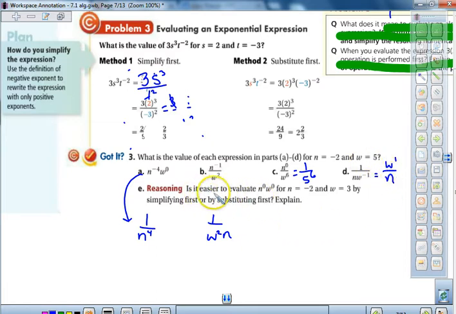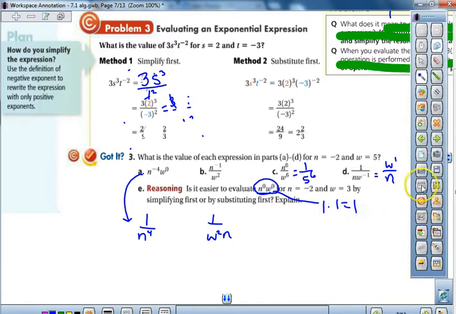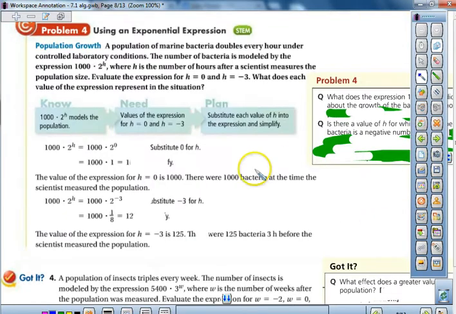Something to think about. Is it easier when you're looking at n to the 0 and w to the 0 to first substitute, or could you use your rules first? So do you want to evaluate it first or substitute? Myself, if I'm looking at this, anything to the 0 power is equal to 1, and 1 times 1 equals 1, and I would not substitute if I didn't have to.